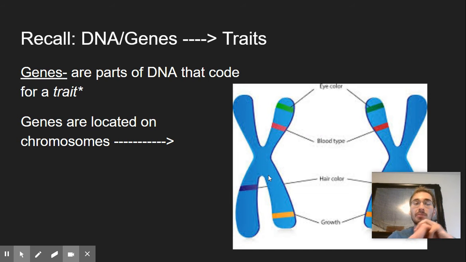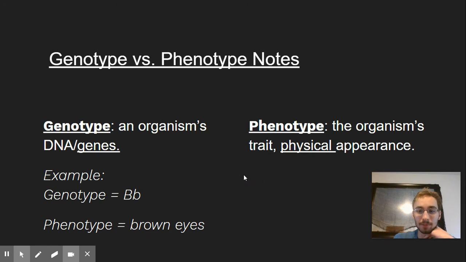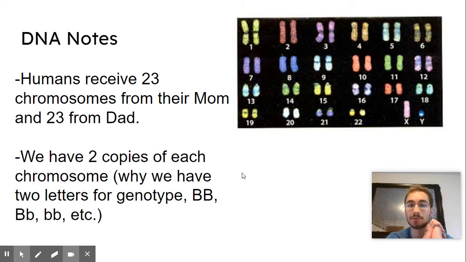Cool. So as a reminder, your DNA and genes code for traits. So here's a chromosome. This chromosome, for example, codes for eye color, blood, hair, growth. Genes are located on the chromosomes. Here's a reminder, genotype versus phenotype. It's very important.